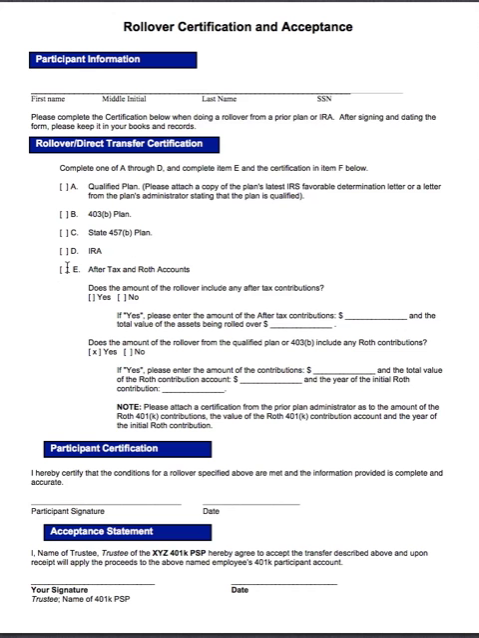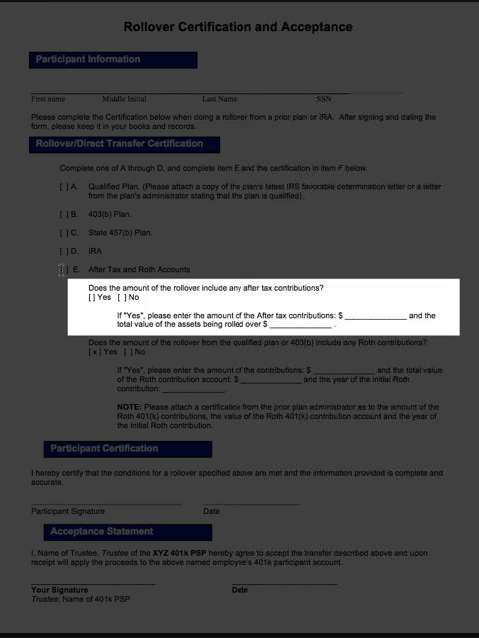accounts coming in. Then we go down to the little subsection here and says, does the amount of the rollover include any after-tax contributions? If it does, go ahead and mark yes. If it doesn't, well, you're just going to leave this blank if it doesn't. And then if yes, please enter the amount of the after-tax contributions. So let's say that you have a rollover of $100,000, and of that, $5,000 was after-tax contributions. All you're going to do is in the first blank, you would put $5,000, and in the second, you would say $100,000. So it would read, the after-tax contributions were $5,000, and the total value of the assets being rolled over was $100,000.